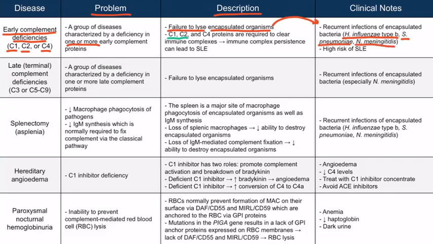But there's another problem that these patients can get, and it centers around the fact that C1, C2, and C4 proteins are all required to clear immune complexes. This results in immune complex persistence, which can lead to lupus. So patients with early complement deficiencies have a high risk of developing lupus.